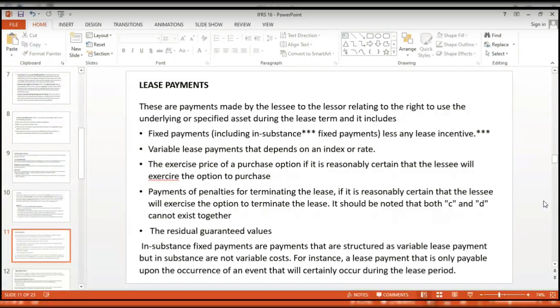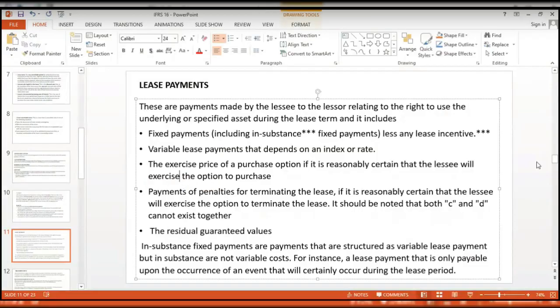Next, we have the exercise price of a purchase option. If it is reasonably certain that the lessee will exercise the option to purchase, that exercise price to purchase this after leasing this property for 10 years, we will sell it to you at 3 million naira. If we look at the calculations, we will see how we determine that, and we see that it will be favorable to the lessee to buy. Then that payment is also part of this payment.